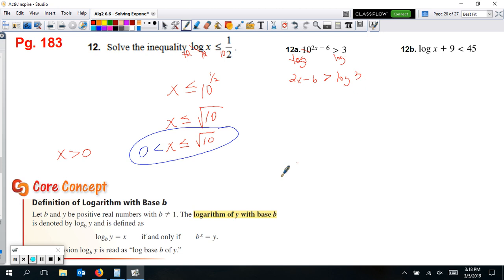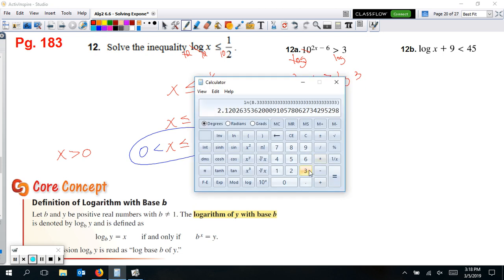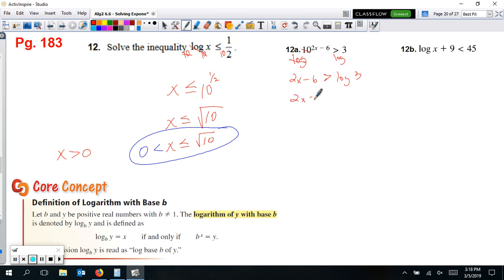And so we want to figure out, well, what is log 3, and so we want to use our calculator for that. I'm just going to hit 3 and then the log button, and that gives me this number, 0.477. So 2x minus 6 is greater than 0.477. And now we can add 6 to that on both sides. And so we say 2x is greater than, we're going to add 6 to this, so it's going to actually be 6.477, and now just divide by 2.